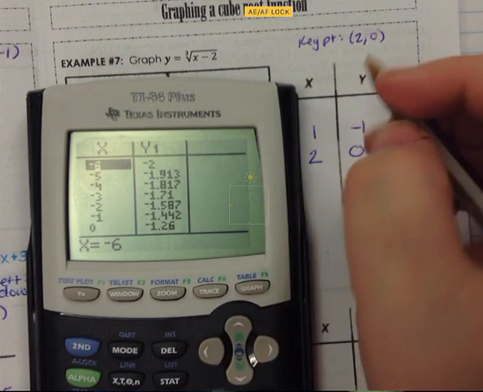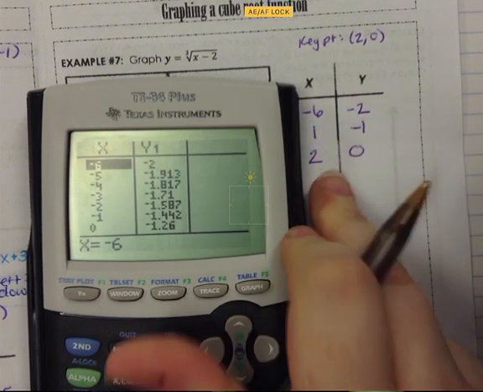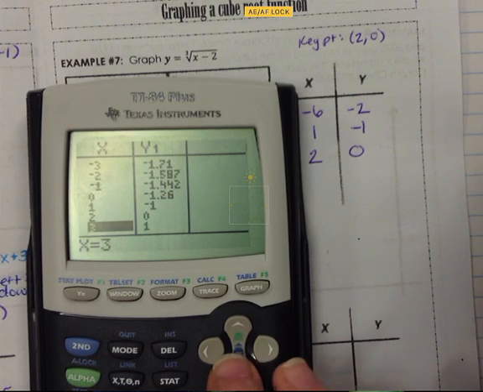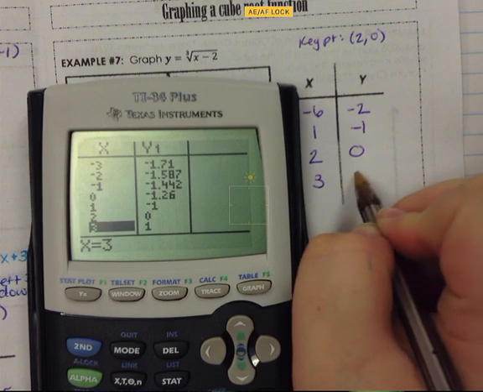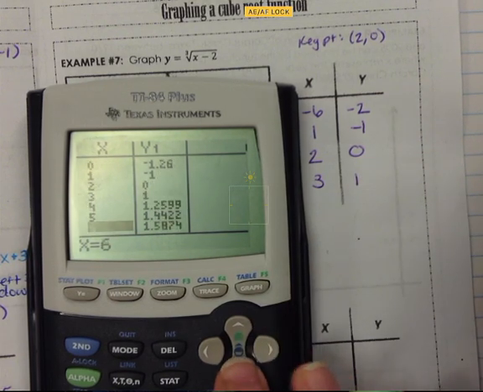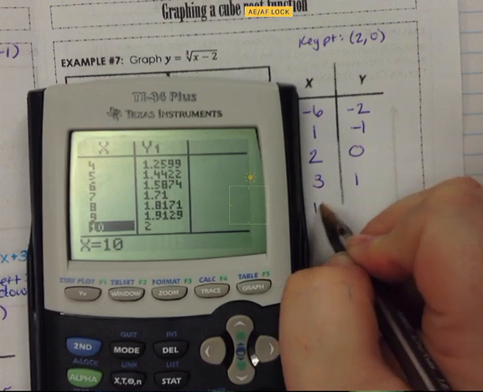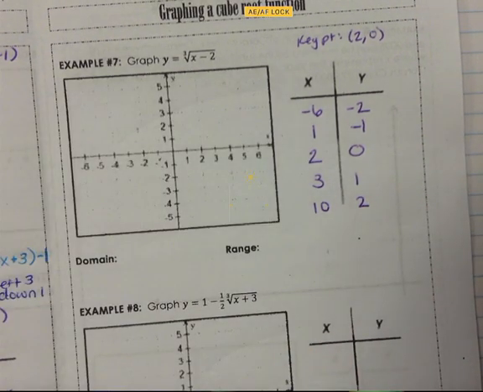Then I'm going to keep going and find another one. It's that negative 6, negative 2. So I can do negative 6, negative 2. But then I want to go and do 2 more coordinates underneath the 2, 0. So the next one is 3, 1. And then if I keep going, find another one, I get 10, 2. Now obviously I can't graph this 10, 2 on this one, but I can graph the other ones.